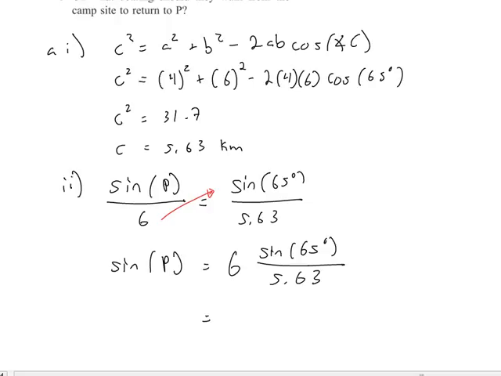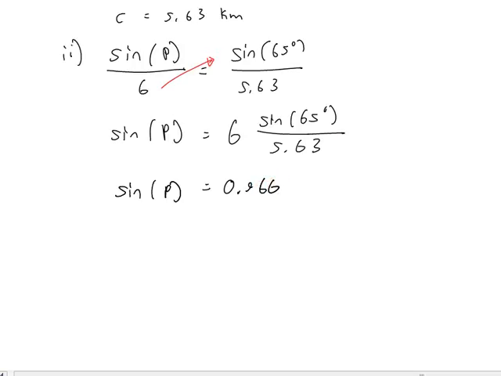Now to solve for the sine of angle P, we're going to have to plug this into our calculator. Now 65 degrees, again, is not a major angle on the unit circle, so we'll have to use the calculator, and we'll have to make sure we're in degree mode. When we plug that into our calculator, we find that the sine of angle P is equal to 0.966. We'll take the inverse sine, inverse trigonometric function, and our calculator in degree mode tells us that the result for P is 75.0 degrees to 3 significant figures.